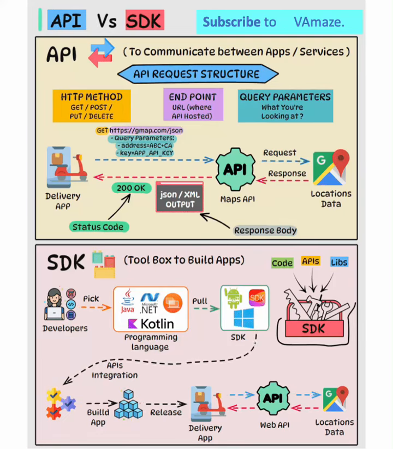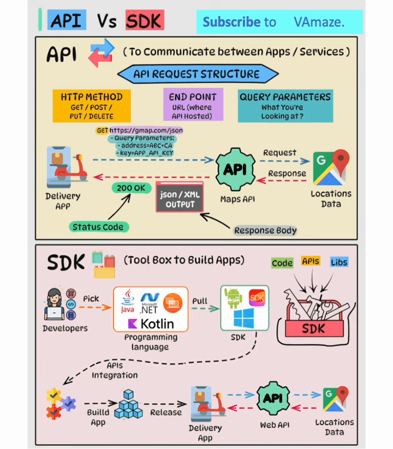Cornerstone tools of modern software: APIs, the pipelines that let apps talk to external services, and SDKs, the toolboxes developers use to build those very apps. 1. Think of an API as a waiter taking your order to the kitchen and returning with your meal.